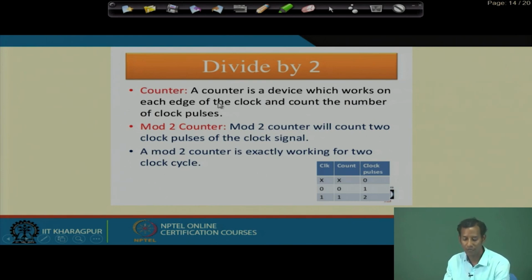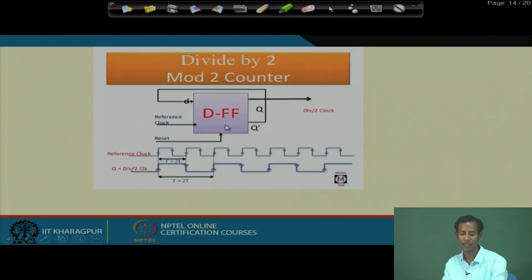We need one counter, this mod 2 counter, which will only count 2 clock pulses of the clock signal. So, that means when the clock is 0, the count is 0, the clock pulse is 1, and when this is 1 1, the clock pulse will be at 2. So, how to design?